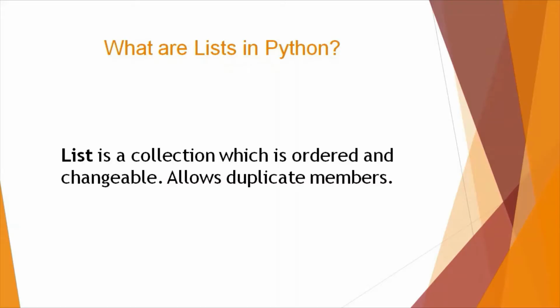So what are lists in Python? A list is a collection which is ordered and changeable, allows duplicate members, and you can also include integers, floating points, strings in one list. In other programming languages, you don't have this option to include different data types in one list. In Python, a list is equivalent to an array, but in Python we call it a list, not an array. In a Python list, we have this option to add different data types in just one list.